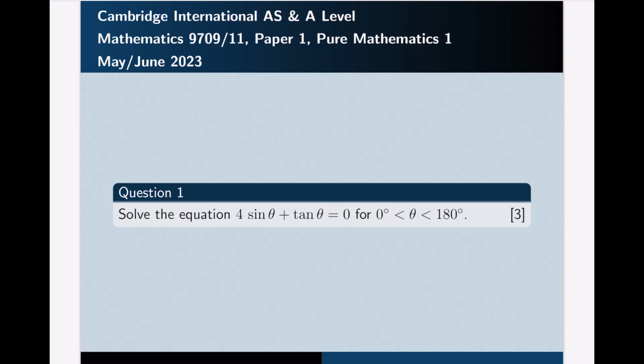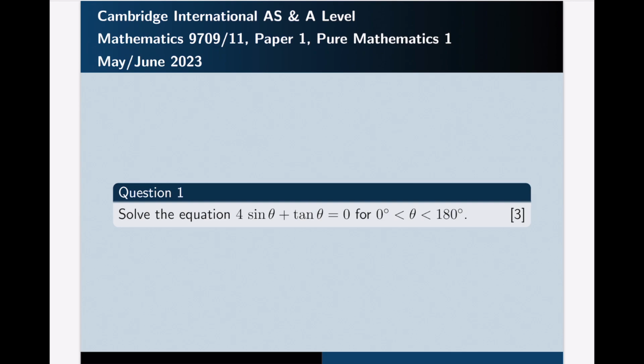Hello, in this video I'm going to solve the first question of this paper. Let us read the question. Solve the equation 4 times sine theta plus tan theta equals 0 for theta between 0 degrees and 180 degrees.